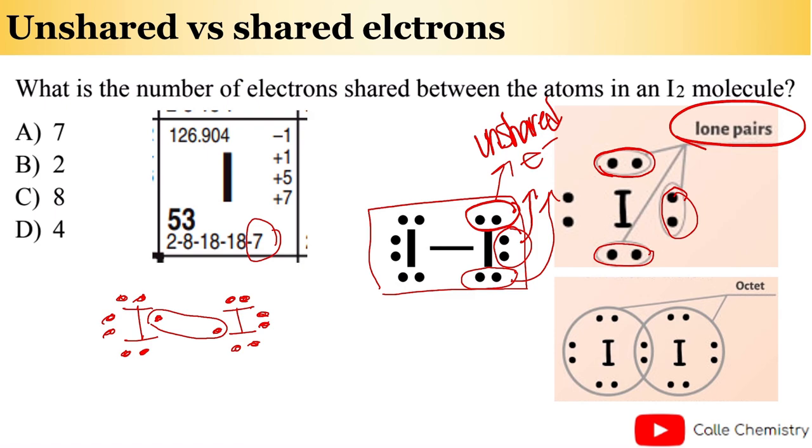Okay, now moving on to what are shared electrons. So the shared electrons are the ones that are between symbols. So I have this line that represents the bond that's between the 2 iodines. This bond represents 2 electrons. So 2 electrons are between these 2 iodines. That means that the number of electrons being shared is 2.